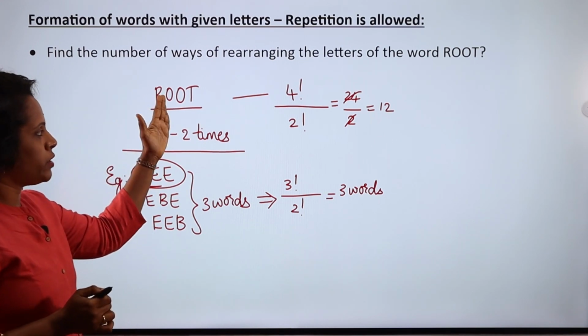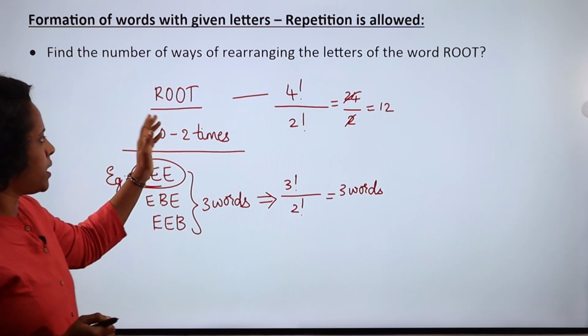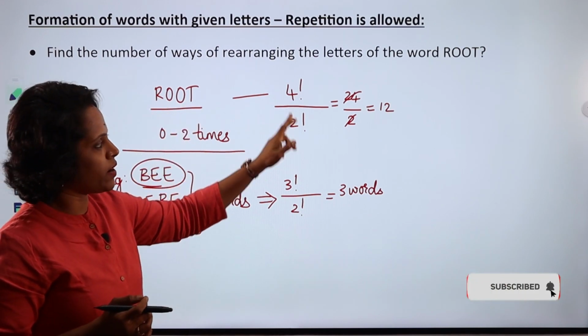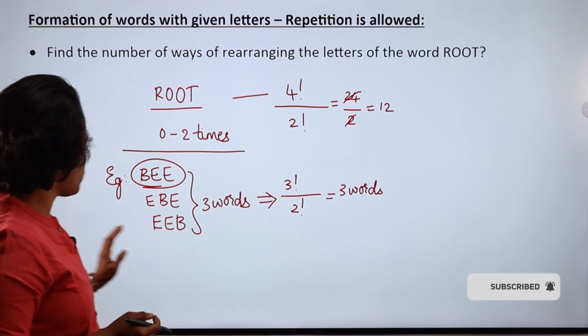And using the letters of ROOT, O is repeated 2 times, right? So total how many letters does ROOT have? 4. 4 factorial divided by 2 factorial is equal to 12.